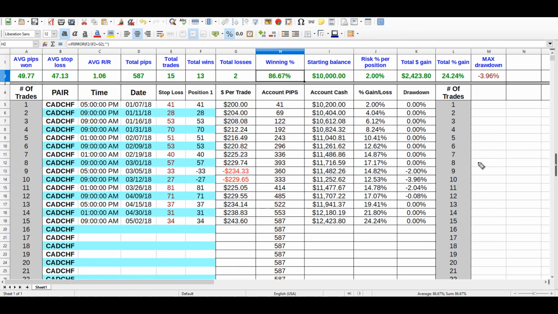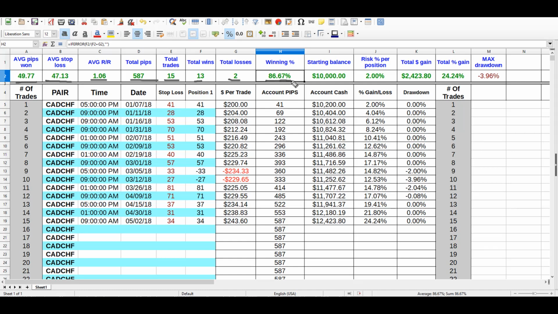Okay, traders, now here we are back over here on the Canada Swiss spreadsheet where we've recorded the 15 trades we've had so far on the Canada Swiss. As you can see, throughout these 15 trades, we had an average pip win of 49.77, an average pip loss of 47.13, giving us a 1.06 average risk to reward. We ended up with 587 pips so far in 2018 using this strategy on this pair. Total trades was 15, 13 of those were wins, only 2 losses, giving us an excellent winning percentage of 86.6%.